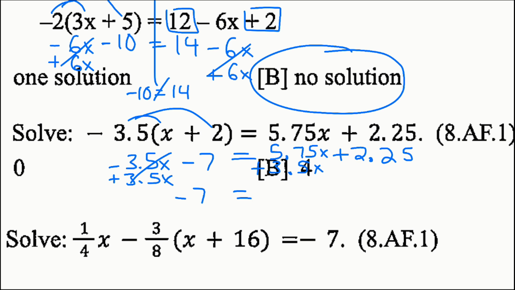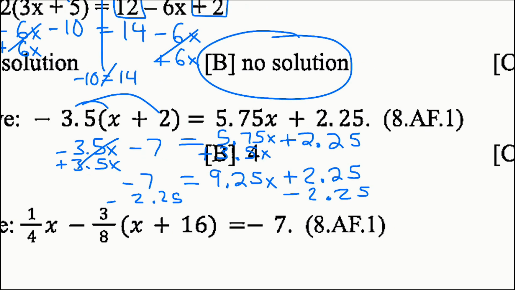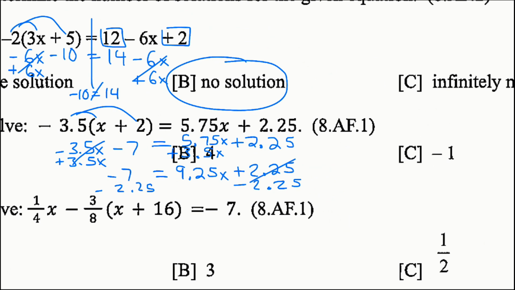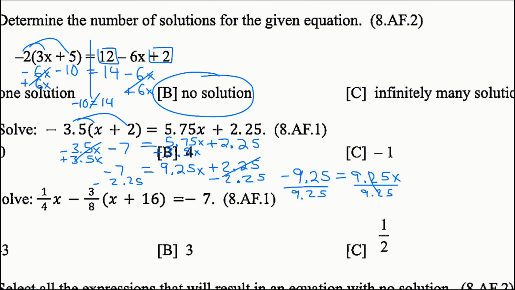3.5x. It's going to be miserable. Negative 7 equals 5.75 plus 3.5, 9.25x plus the 2.25, whoops, minus the 2.25. So on the left side of my equal sign, I have negative 9.25. And on the right side, I still have this positive 9.25x. Divide everything. You're going to get negative 1 equals x. So this is what we're looking for. Maybe I should have done this. Negative 1. That's what we're looking for right there. Okay, that was a messy one.